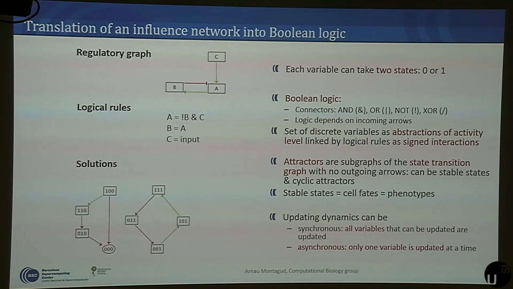So this state transition graph says that you have two solutions, which we call attractors. They are a subgraph of this state transition graph. They can be either stable states or cyclic attractors. For stable states, in this case, you have 0, 0, 0. Imagine that you have 1, 0, 0. What can happen? You go to 1, 1, 0, you go to 0, 1, 0, and then B inactivates A and you go to 0, 0, 0.